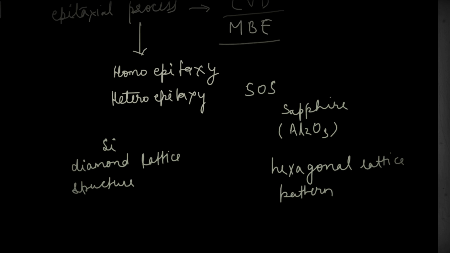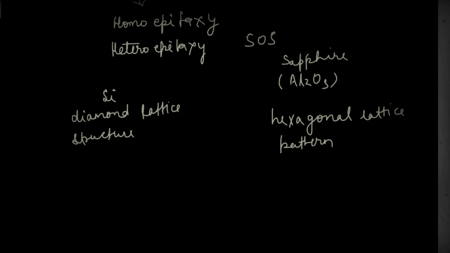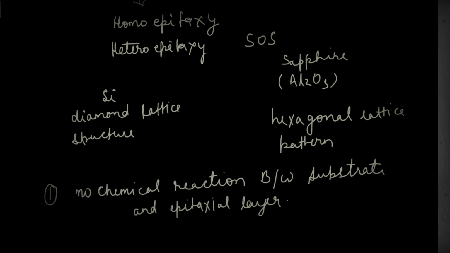So there are three cardinal rules during heteroepitaxy. Number one, the heteroepitaxial process is possible only if there is no chemical reaction between the substrate and the epitaxial layer. The second rule is there should not be any lattice mismatch. And the third, the coefficient of thermal expansion should be matched.